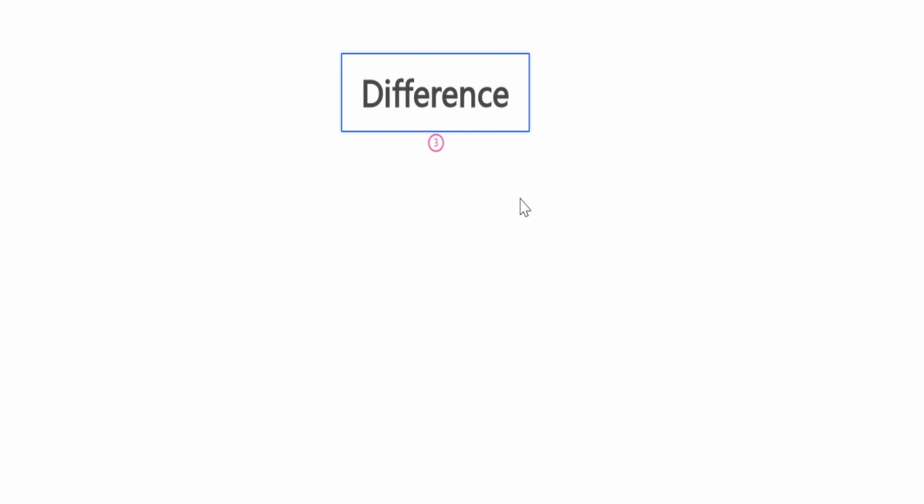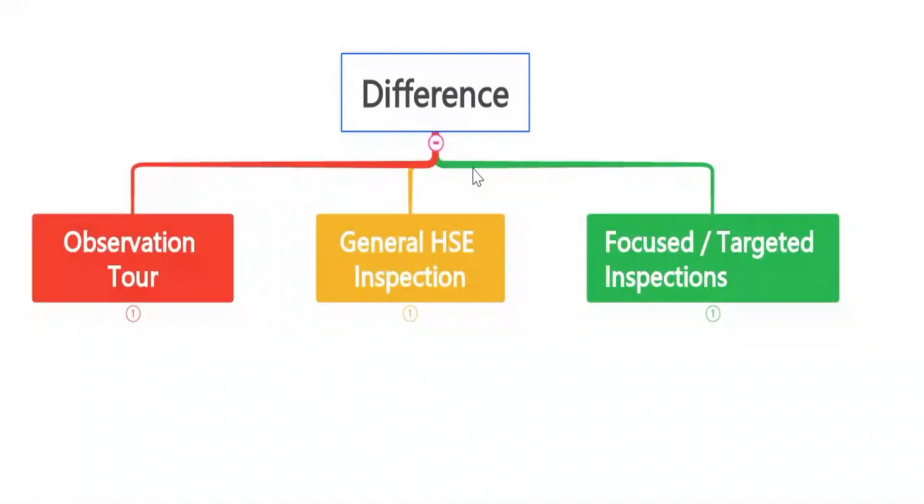Now let's understand the difference between some of these common terms through this chart. We have selected three main terms which we use frequently, and let's look at what the difference between them is. So what are those three terms? Observation tour, general HSE inspection, and focused or targeted inspection. These are the three main categories which we use frequently.